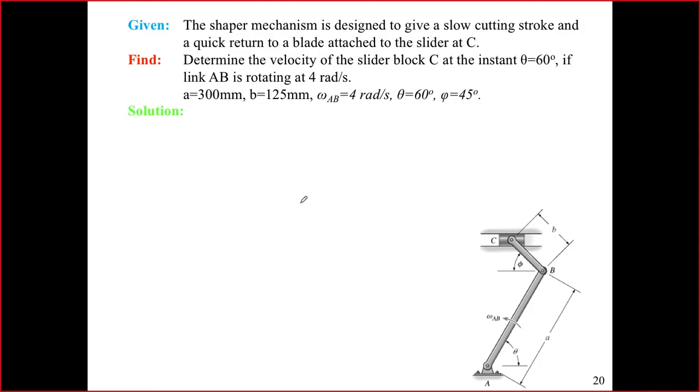Right, so this time it's a shaper mechanism which is designed to give a slow cutting stroke and a quick return to a blade attached to the slider at C. अच्छा इसकी ना मैं एक्चुअली आप लोगों को वो दिखाना भी चाहती हूँ कि वही बार बार हम mechanism की बात करें, and then you will be looking at mechanisms के नाम होते हैं, there are एक ज़माने में 200-300 years ago यही चीज़ें inventions होती थी, right?